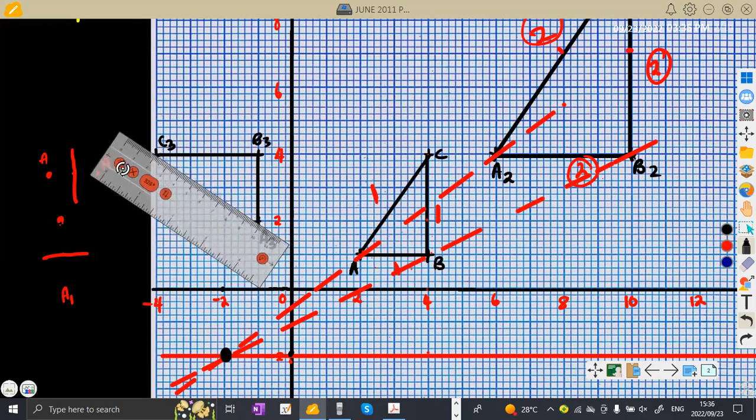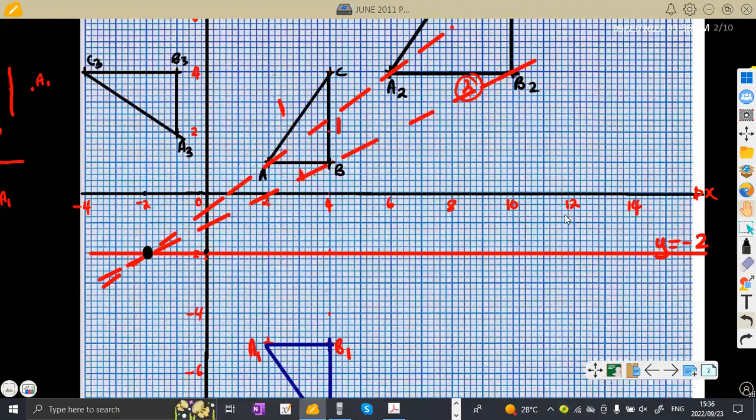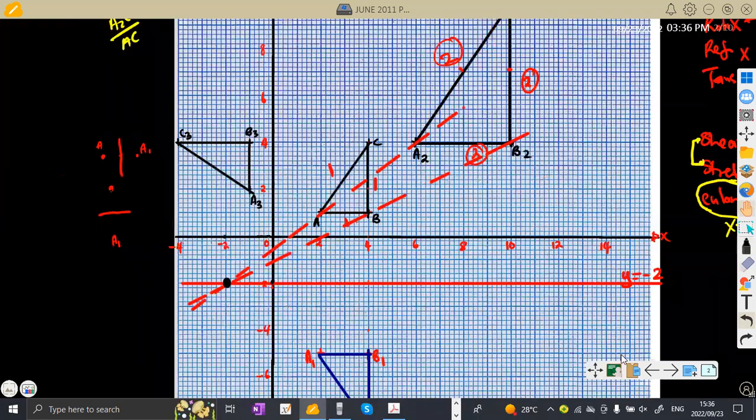All right, so just like this, we can join our triangle. We are done. So that is our triangle A3, B3, C3. As you can see, truly they are isometries, which means they are congruent. So truly it means it's a rotation. So that's what we're going to have in this case.